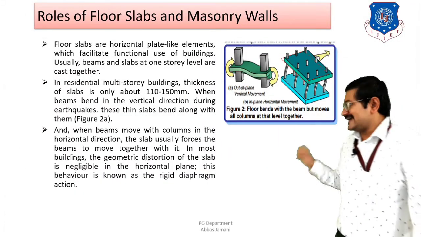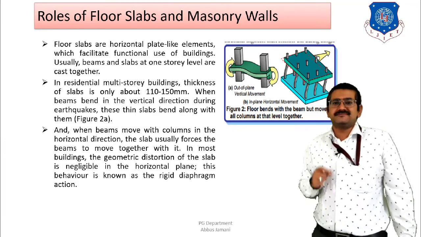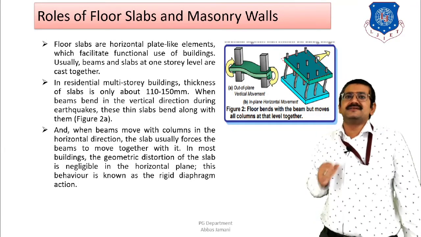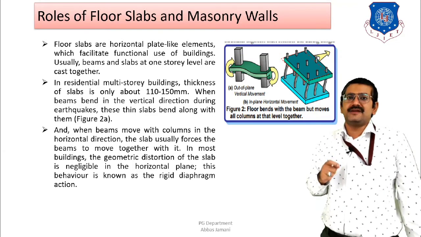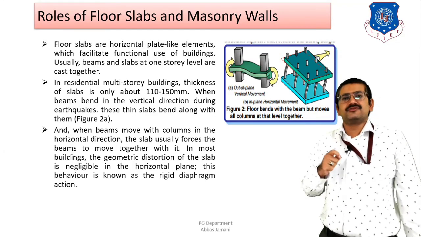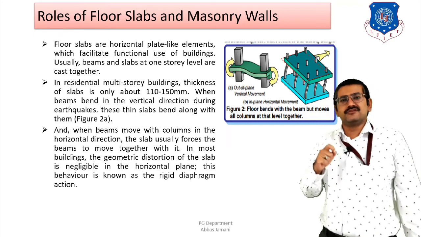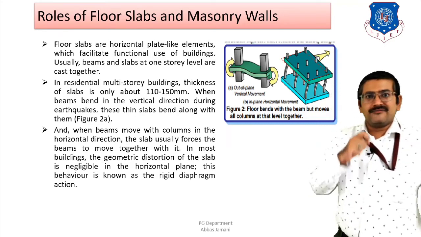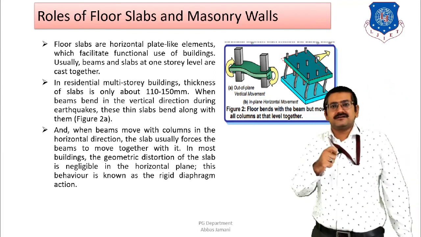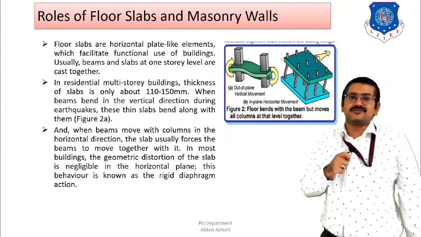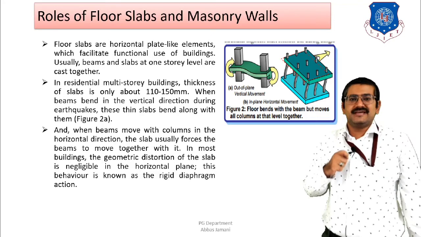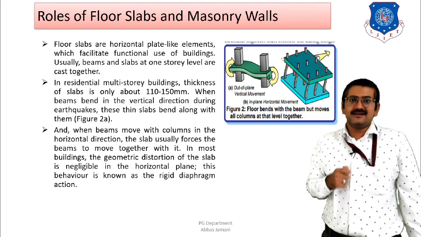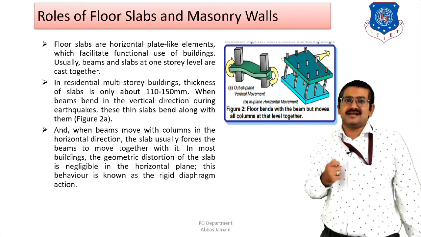Right? Next, we talk about the role of the floor slabs and the masonry walls. As we have discussed, beam, column and slab are the three basic components which are going to play a key role in the smooth transfer of horizontal forces from the roof level to the foundation in case of RCC buildings. So, when any RCC building is going to get subjected to the lateral loads, then what is going to happen is that the beams and the slabs are monolithically casted. We all know that, right? That beams and slabs are casted monolithically.